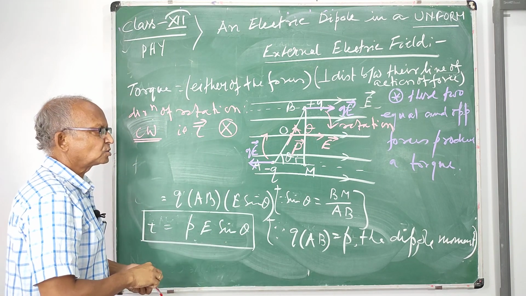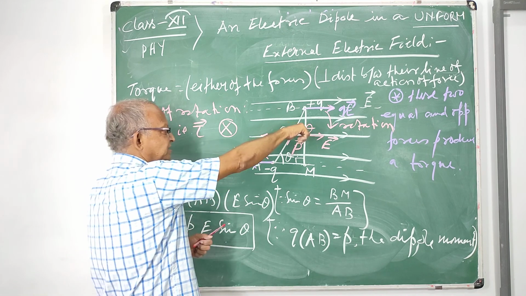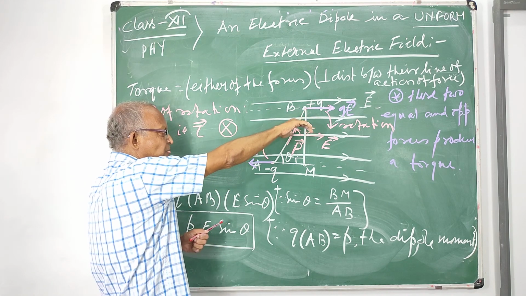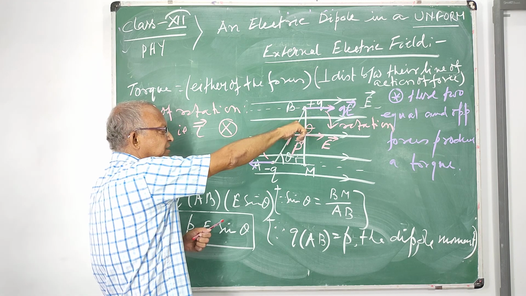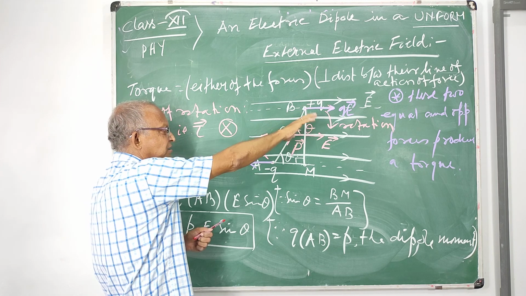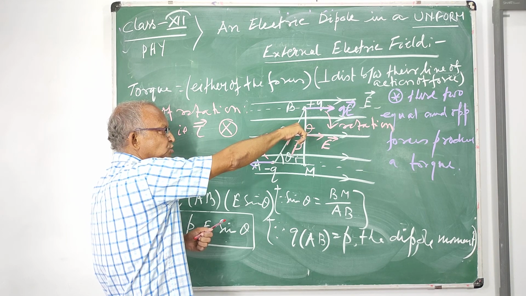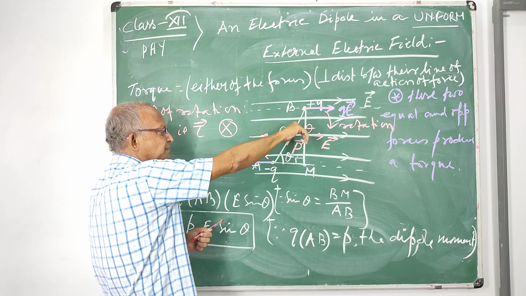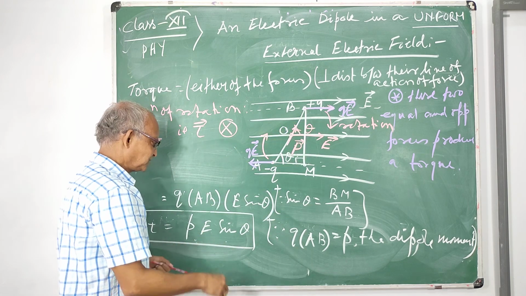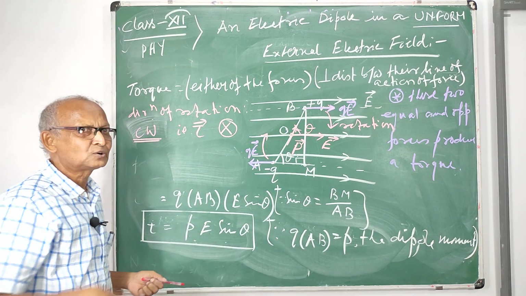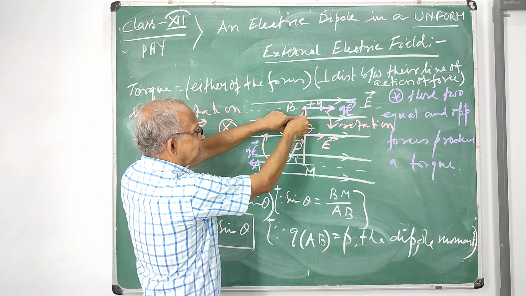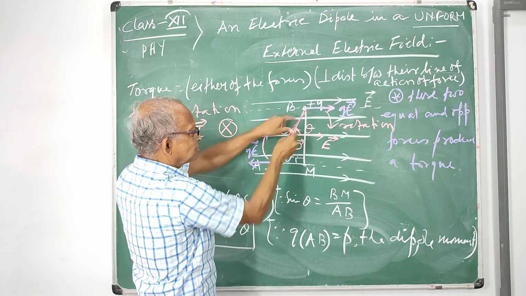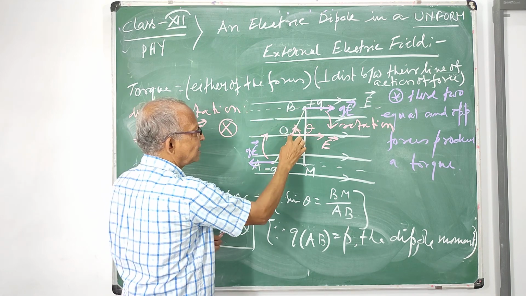You know, dot and cross. The thumb points inward if the curve of the fingers indicates the rotation. So torque is inward. Now check whether it is P cross E or E cross P. This is the direction of P, and by the right-hand rule, this is P and this is E.